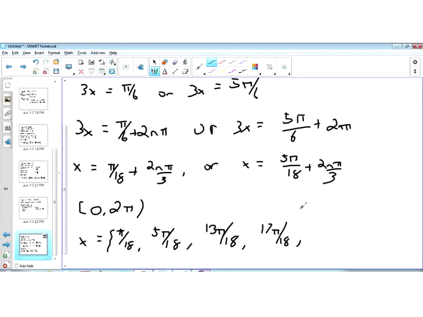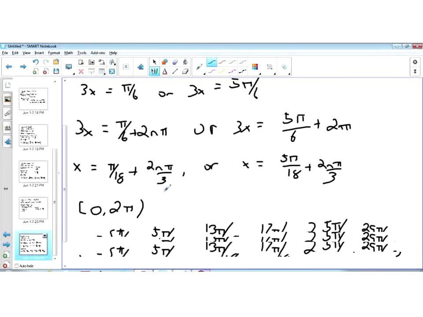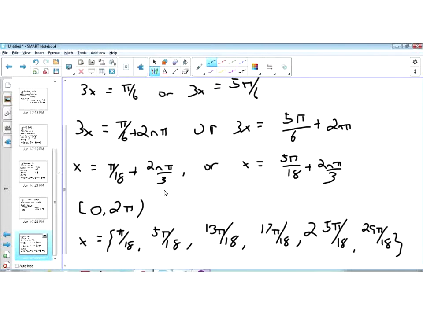If n were equal to 2, that would be 25 pi over 18, right? And if n were equal to 2 here, that would be 29 pi over 18. And so I think that's as far as we can go with n. If n were larger, it would be outside the interval. So this would be the solution on the interval 0 to 2 pi.